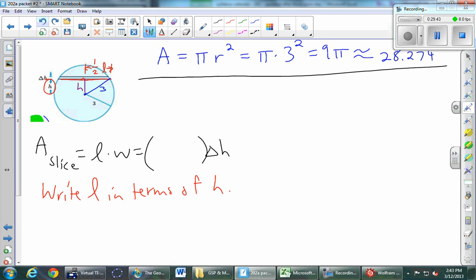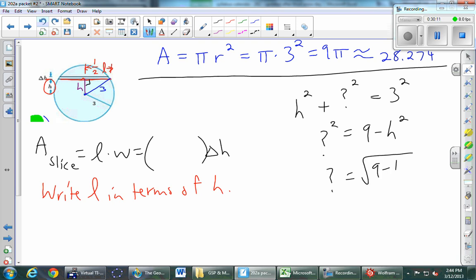Right, so we use Pythagorean Theorem on that right triangle in there. So it goes H squared plus the other thing squared is equal to 3 squared. And make sure you get that hypotenuse by itself. So that means that the other thing squared is 9 minus h squared, subtracting the h squared from both sides. So the question mark is root 9 minus h squared. That's half of the length.